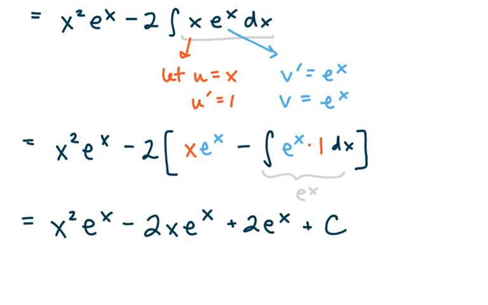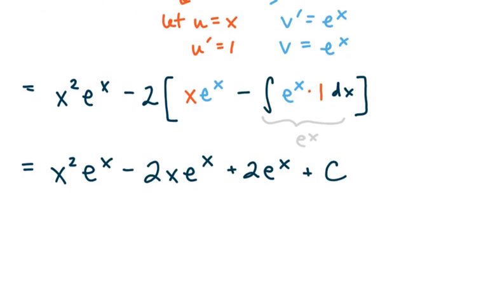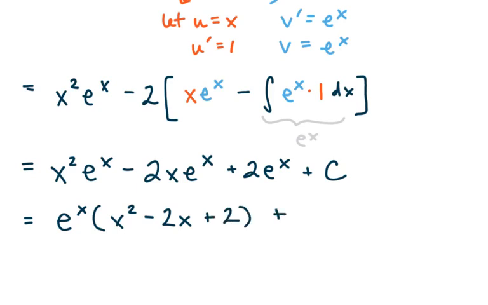Of course, we do always want to simplify as much as we can, and you'll notice that all three of these terms have an e to the x. So if I were working this out, I would go one step further, say e to the x times x squared minus 2x plus 2. And from there we add plus c. So there we have two basic integration by parts examples in this video.